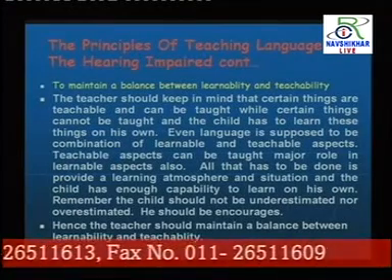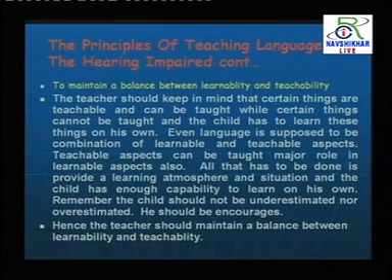Then to maintain a balance between learnability and teachability. The teacher should keep in mind that certain things are teachable and can be taught, while certain things cannot be taught, and the child has to learn these things on his own. Even language is supposed to be a combination of learnable and teachable aspects. The teachable aspect can be taught, but learning plays a major role also. All that has to be done is providing a learning atmosphere and situation so that the child has enough capability to learn on his own. Remember that the child should not be underestimated nor overestimated; he should be encouraged.